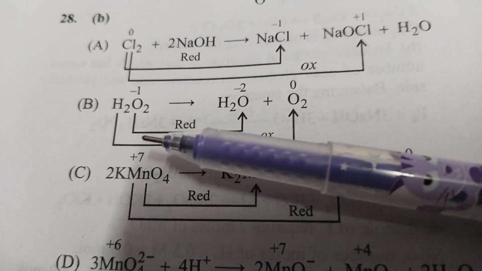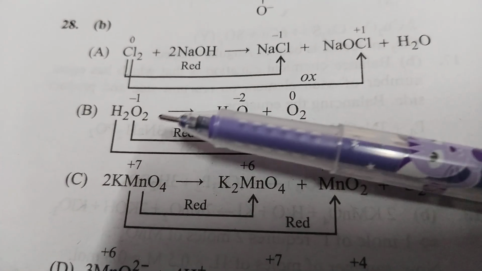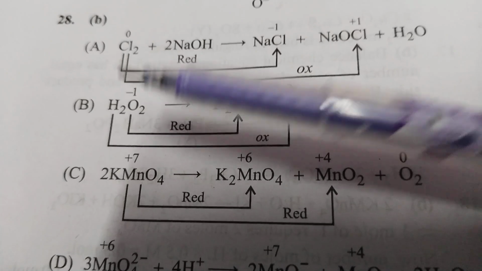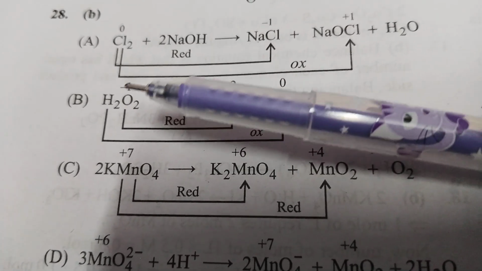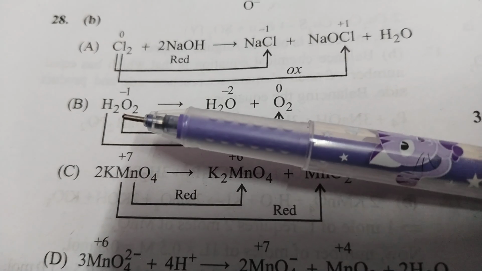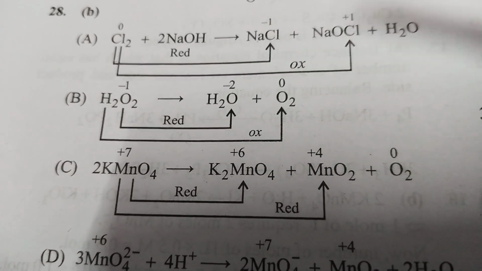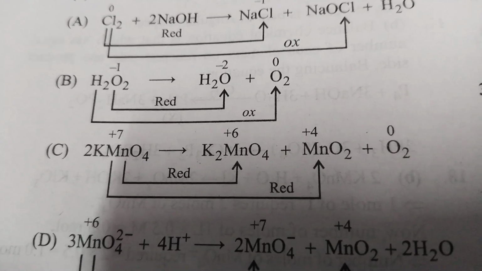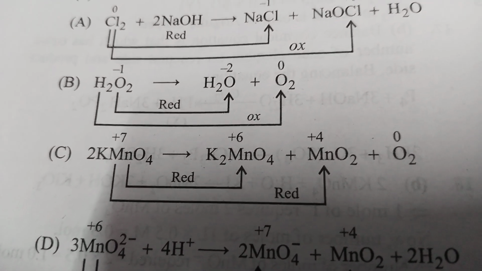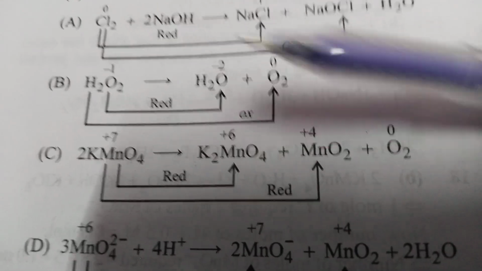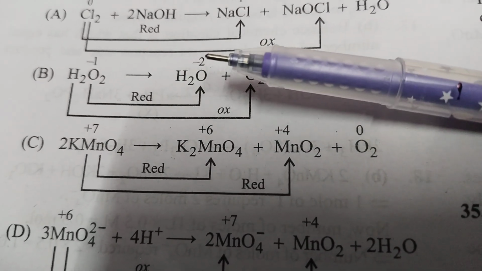B: decomposition of H2O2 gives H2O plus O2. Please note it: in peroxide, oxygen shows minus 1. In superoxide, oxygen shows minus 1 by 2. In normal oxide, oxygen shows minus 2. In fluorine oxides, oxygen shows plus 1 in F2O2 and plus 2 in F2O. Okay. Here, peroxide oxygen is minus 1, and in normal oxide it is minus 2.